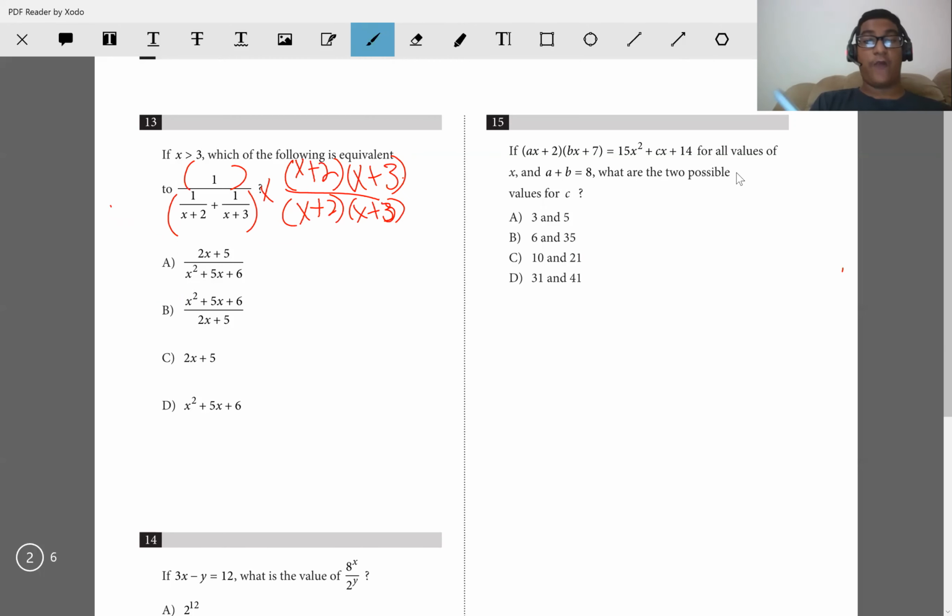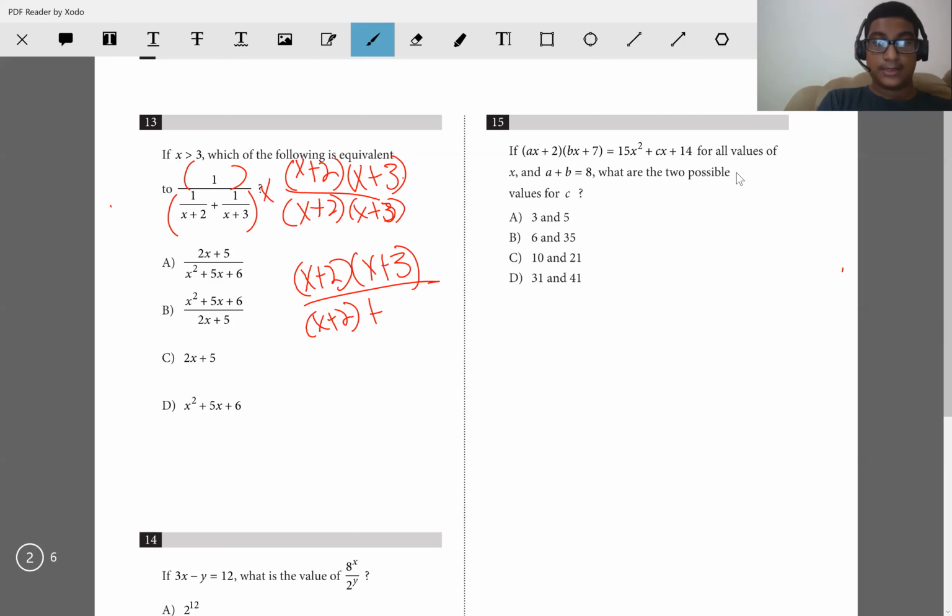This will simplify the fraction for you, and if you do this, the answer you would get is x plus 2 times x plus 3 over x plus 2 plus x plus 3. So now that you have this, if you did FOIL method and then you added these in the bottom, you would get x squared plus 5x plus 6 over 2x plus 5, which is the same as answer choice B.